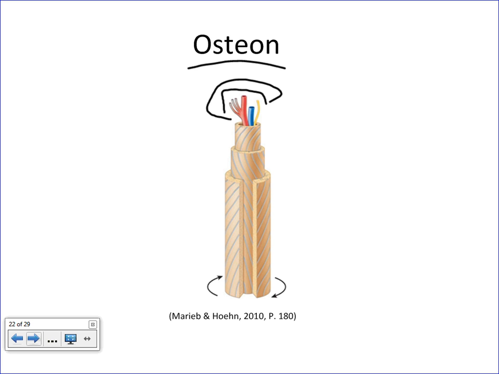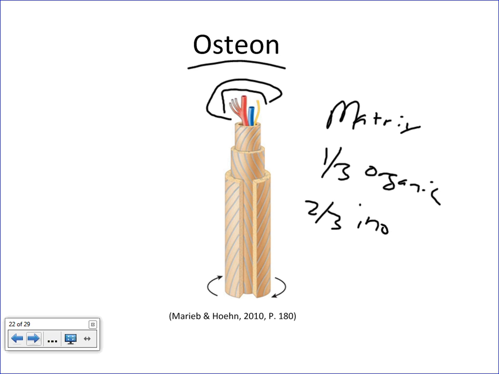Now, what you see here, remember when I talked about the matrix of bone tissue? Remember I said about one third of it is organic, and two thirds of it is inorganic, essentially minerals. That one third organic is primarily collagen and then other proteoglycans and other proteins that make up the gel like ground substance of bone. Now what you see here, these bluish colored lines, those are essentially collagen fibers.